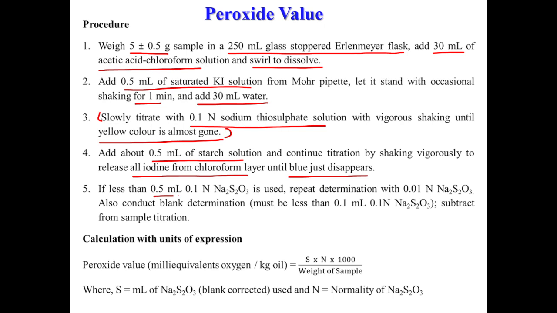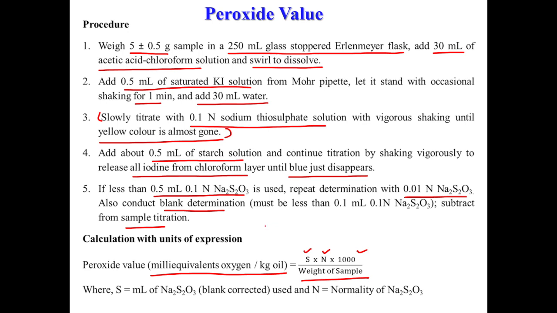If less than 0.5 ml of 0.1 normal sodium thiosulfate is used, this means less peroxide is there in the sample, then you can also prepare 0.01 normal sodium thiosulfate and obtain the titer value. In this case you also have to determine a blank, which is to be subtracted from the sample titration. In the blank you won't take the sample. Now the peroxide value expresses milliequivalents of oxygen per kg of oil, equal to the titer value times the normality of the sodium thiosulfate used times 1000, divided by the weight of the sample.